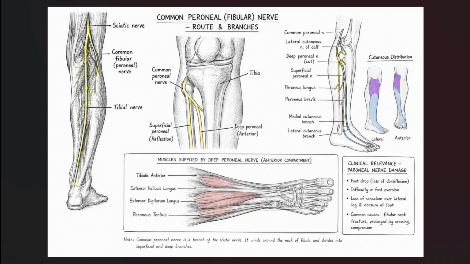So that is all about common peroneal nerve injury. It's a branch of the sciatic nerve winding around the neck of the fibula, where it is commonly injured, and it leads to weak dorsiflexion as well as weak eversion, as well as loss of sensation over the anterior as well as lateral part of the lower leg. So that will be all about common peroneal nerve injury.